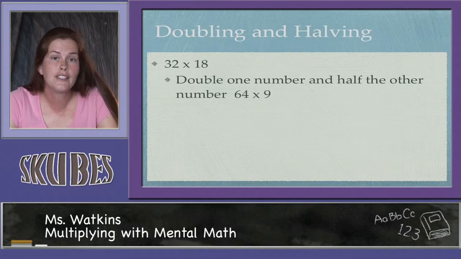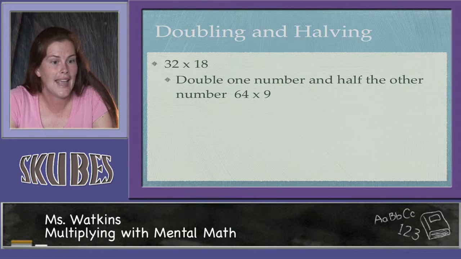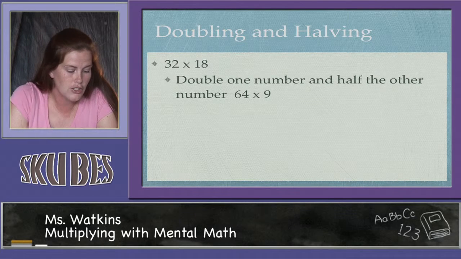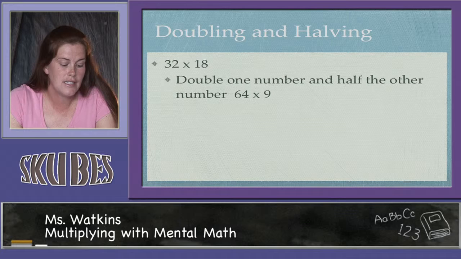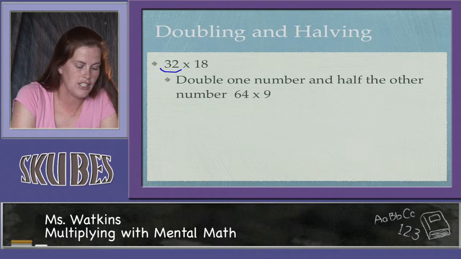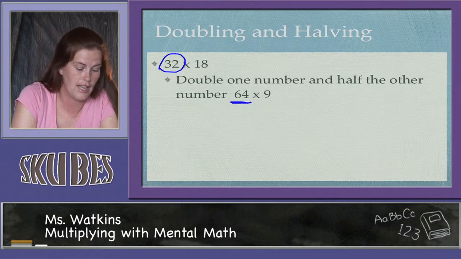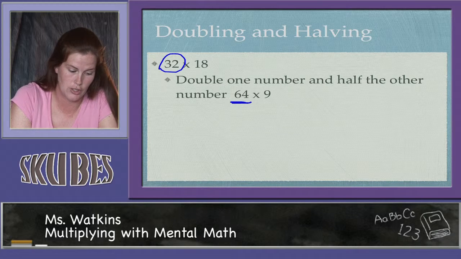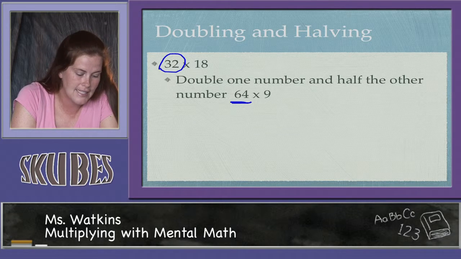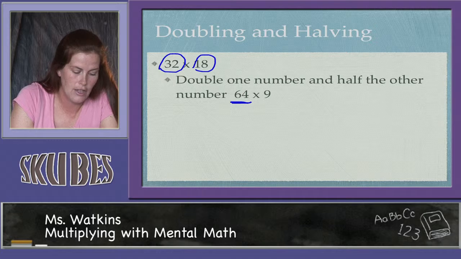All right, another way to use mental math is by doubling and halving. So we have 32 times 18. We're going to double one number and halve the other number. So if we double 32, that becomes 64. You might be able to do that in your head. If not, you can multiply 32 times 2. And then we're going to halve 18, which becomes 9. So now we'll do 64 times 9.